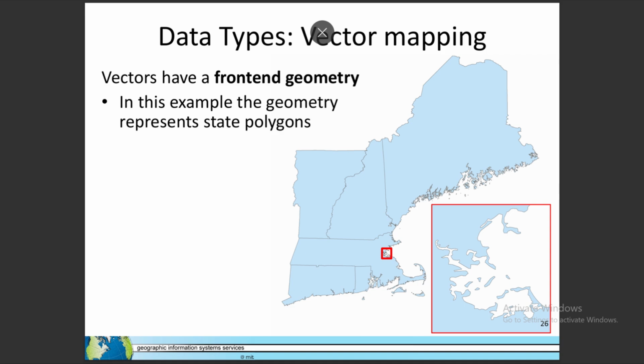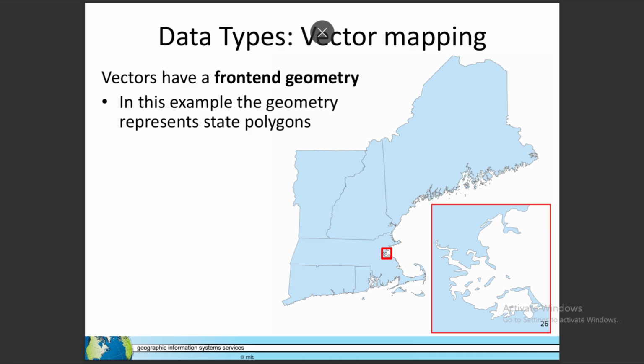Now, let's look more closely at how vector data is structured. Every vector dataset has 2 components, a front end and a back end. The front end is the geometry, what you see on the map. In this example, the geometry consists of state polygons, the shapes of states in New England.